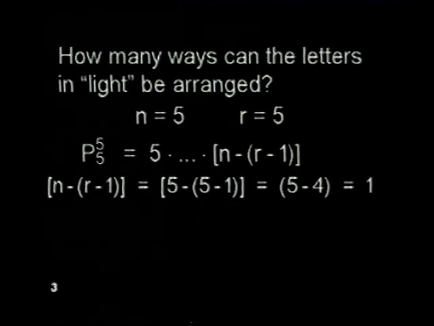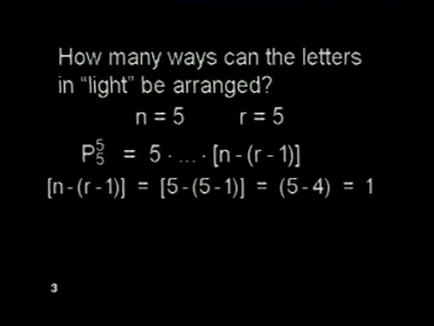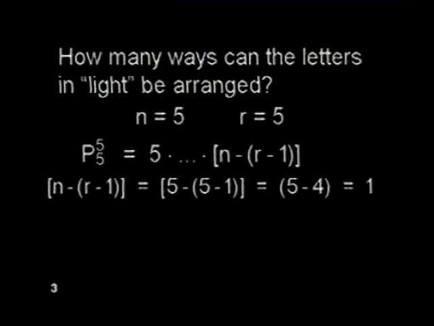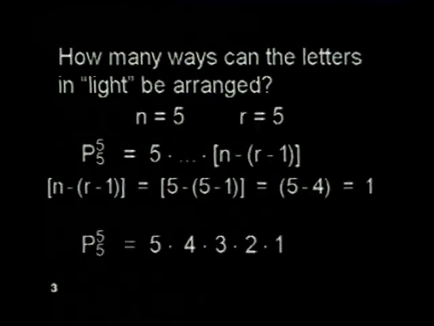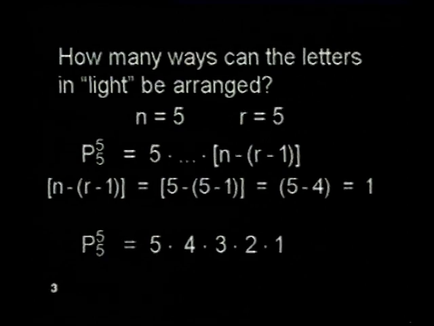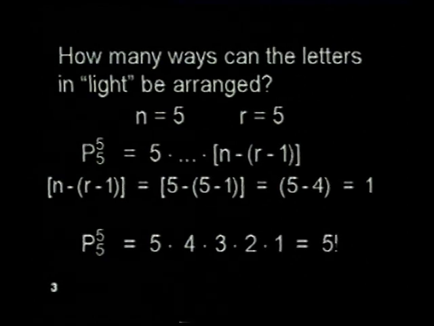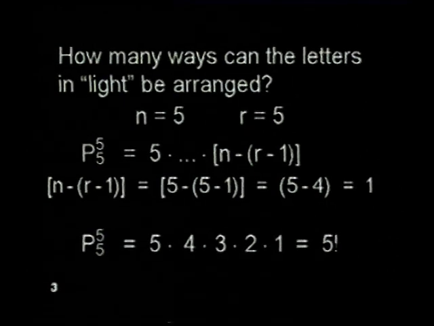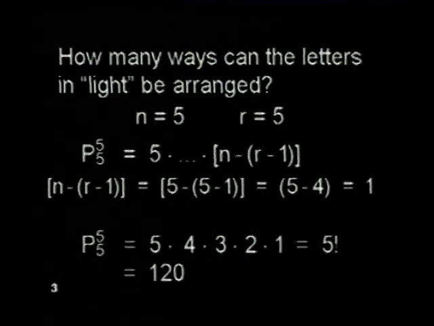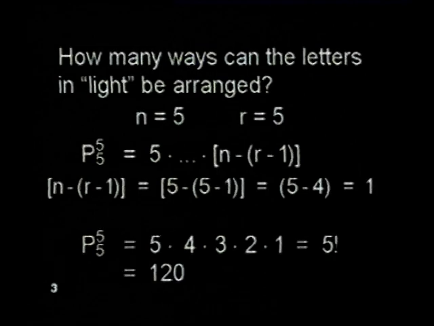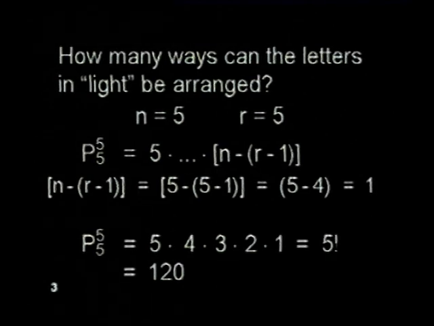5 minus 1 is 4. Then 4 is subtracted from 5, which is a difference of 1. Therefore, the last factor of the multiplication series is 1. Therefore, the permutation is 5 times 4 times 3 times 2 times 1. This is the same as 5 factorial. Whenever the values of r and n are the same, the permutation is n factorial. The product of this multiplication series is 120. Therefore, the letters in the word light can be arranged 120 different ways.